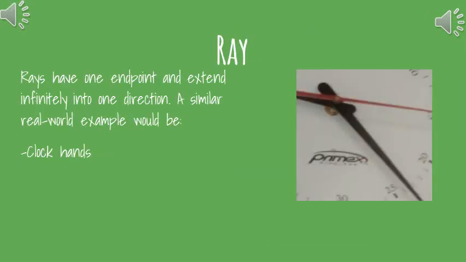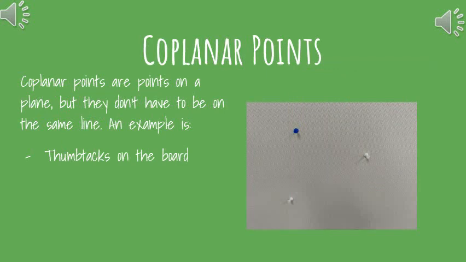Rays have one endpoint and extend infinitely in one direction. A similar real-world example would be clock hands. Coplanar points are points on a plane, but they do not have to be on the same line. An example is thumbtacks on the board.